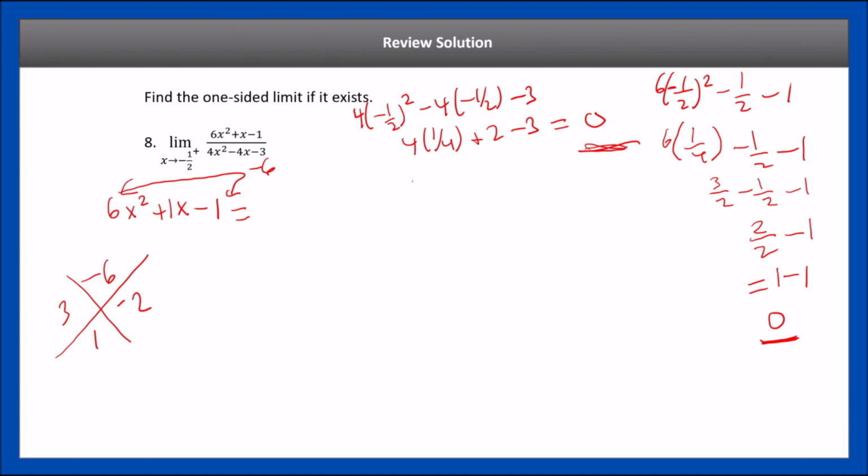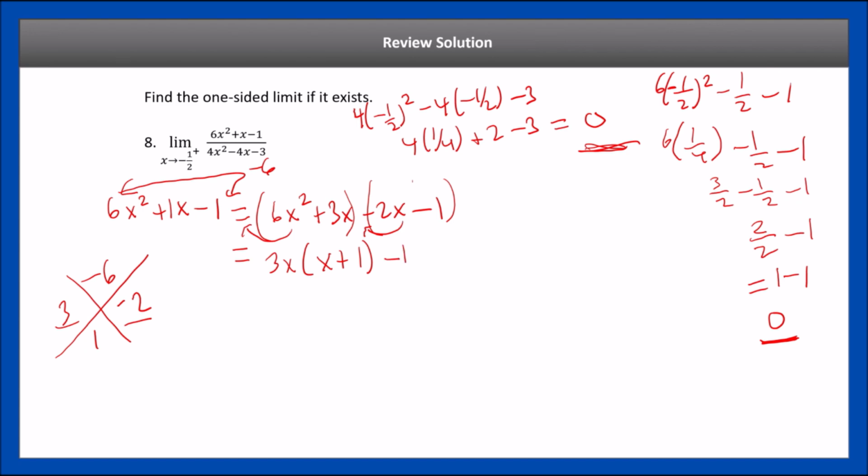And then I'm going to split this into 6x squared plus 3x minus 2x, using those two numbers here, of course, minus 1. All right. I'm not going to get into too many details on this. Factor however you like, but this is how I'm going to do it. I'm going to factor by grouping here. So I'm going to pull out the 3x there. So we got 3x times x plus 1. I'm going to pull out the negative 1 here. So negative 1 times 2x plus 1.